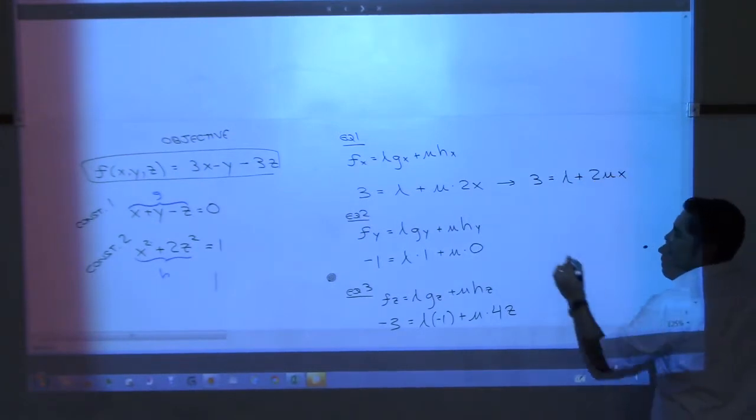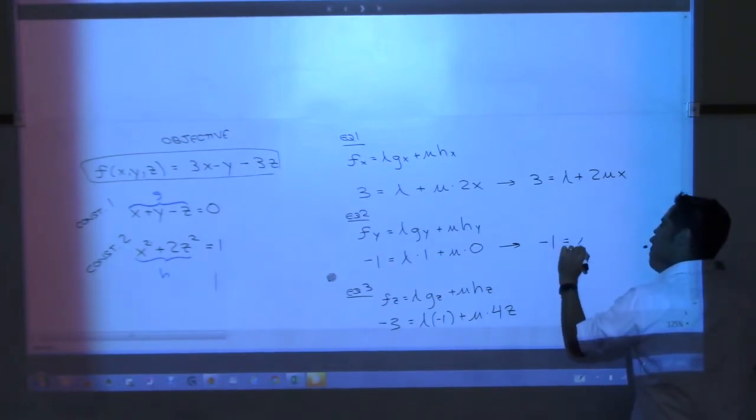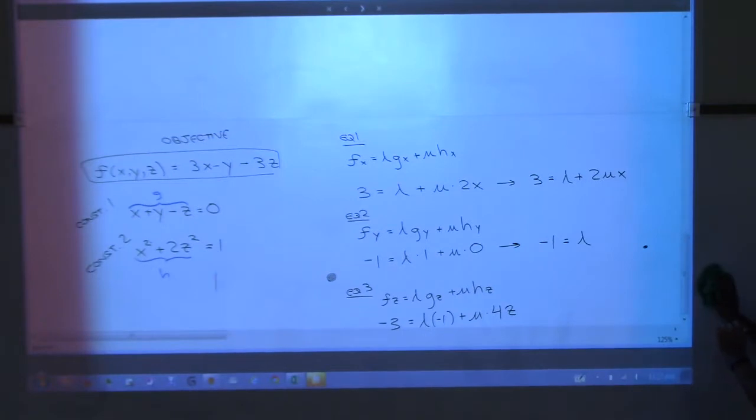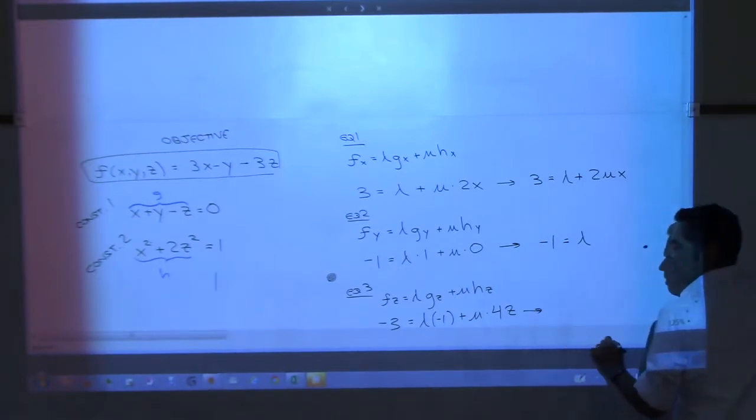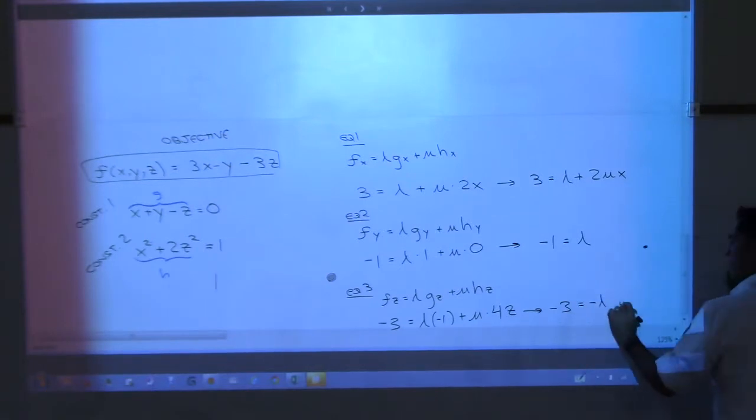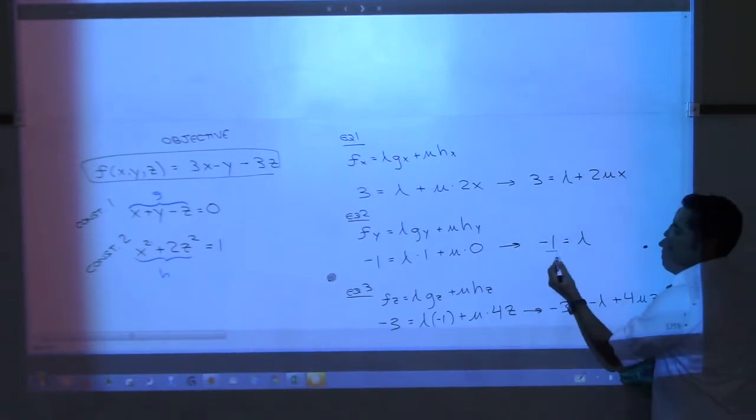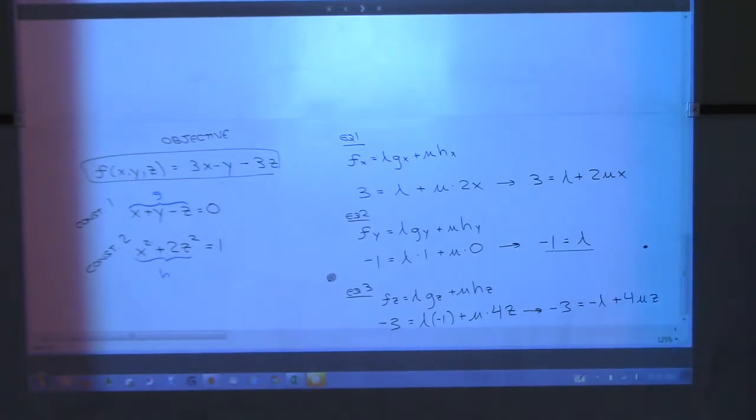All right, the next one is -1 equals lambda. Ooh, that's very nice. This one is -3 equals negative lambda plus 4 mu z. And now we're in business, aren't we? I mean, this right here is kind of like the ultimate saving grace, isn't it? Because I can just replace all my lambdas with -1.